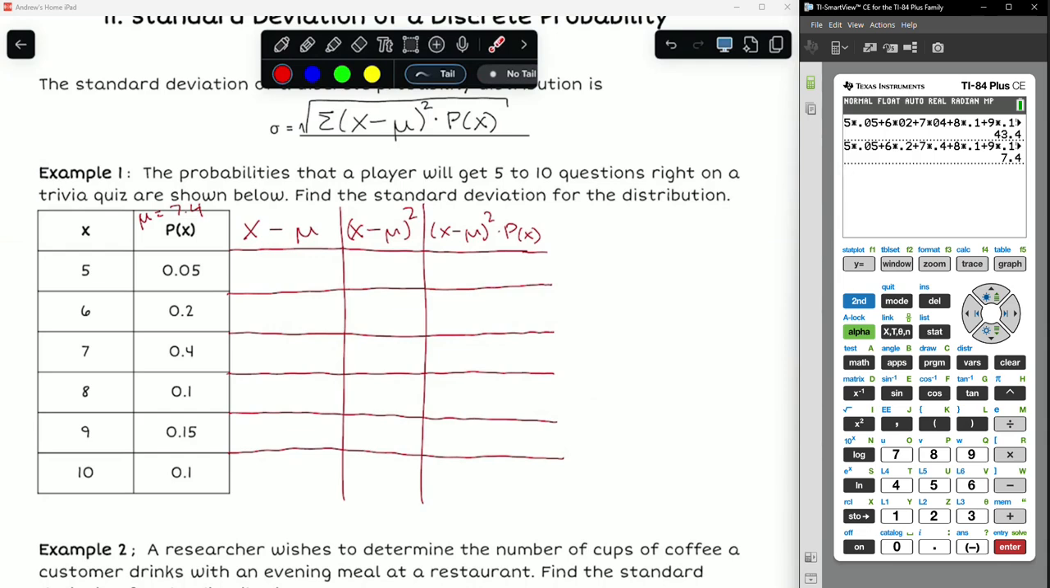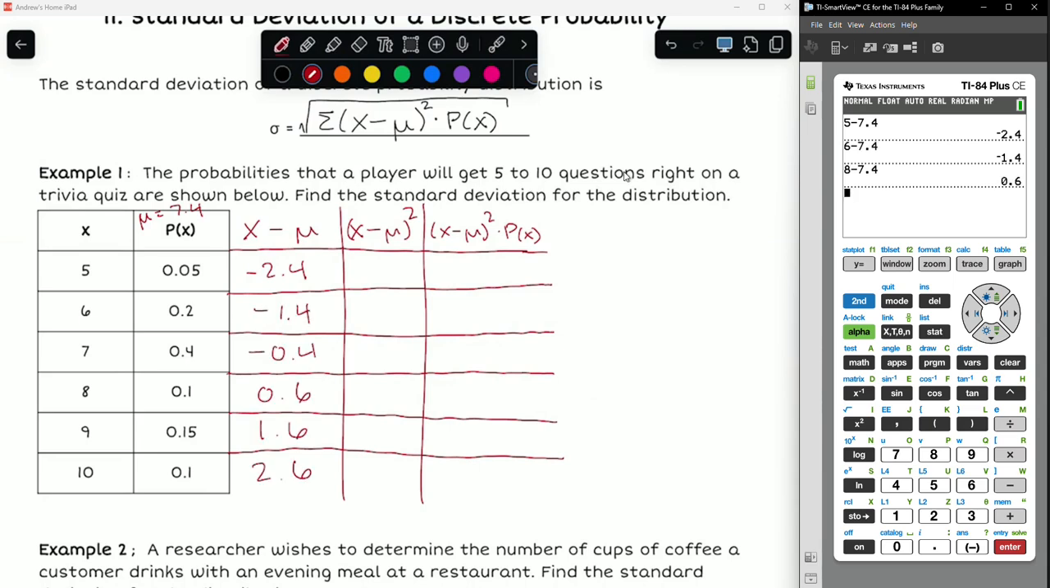And now I'm just going to do a bunch of rote calculations. So first thing I'm going to do is subtract 5 minus 7.4. So negative 2.4. I'm going to pause the video and fill out the rest of that column. I would encourage you to do the same, and then I'll come back and start doing the squared column.